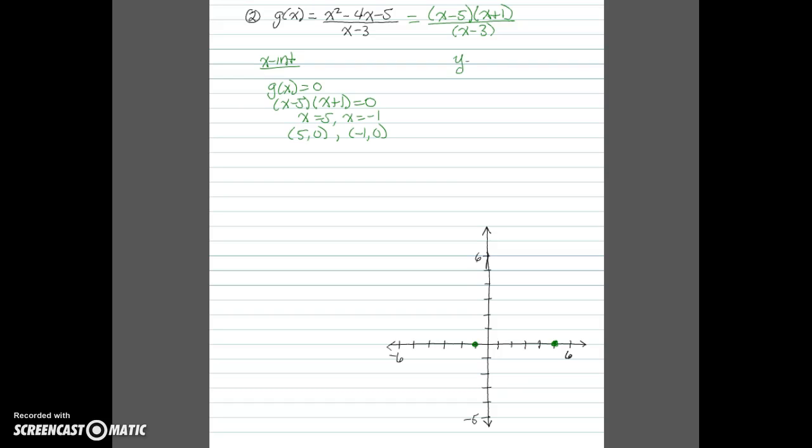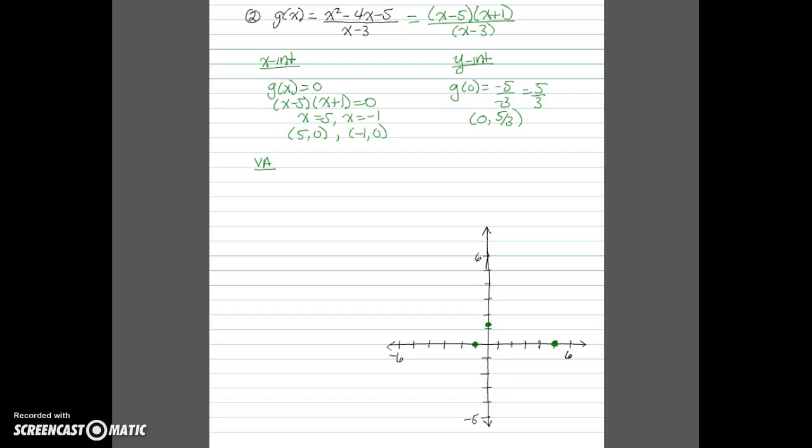Now we'll find our y-intercept, which occurs when x is 0, so we can find g of 0. So that means we're plugging in 0 for all of these x terms, which just leaves us with negative 5 over negative 3, or 5/3. That means we have a y-intercept at (0, 5/3). So that's a 0, 1 and 2/3. Well, that should be up a little bit higher, but we're just approximating anyway.